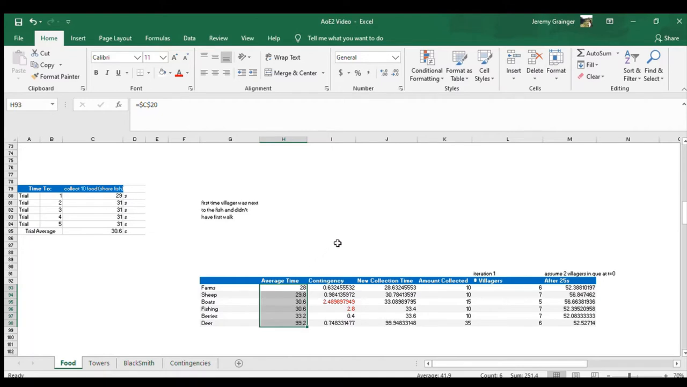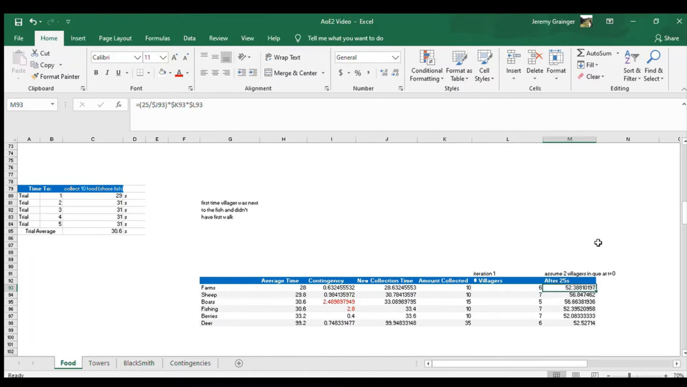So I couldn't have 5 villagers, because if I had 5 villagers, they were collecting 50 food after the 25 seconds it takes to produce a villager. So I needed to be able to have more villagers than 5. So that was a good start. So in this case, I selected 6 for farmers, 7 for sheep, etc., as you can see.